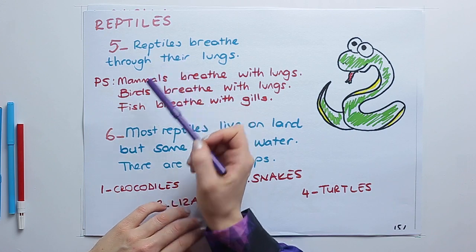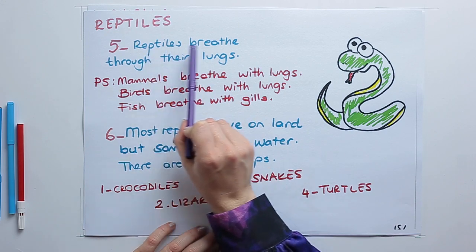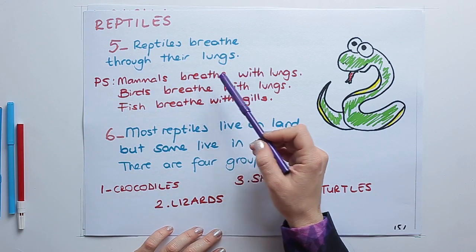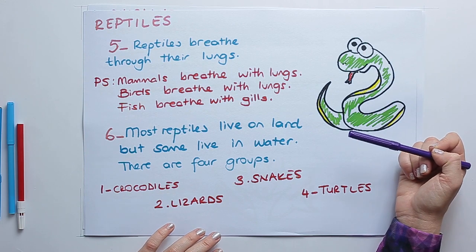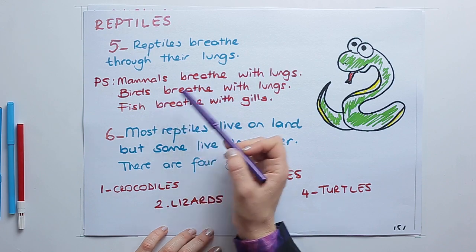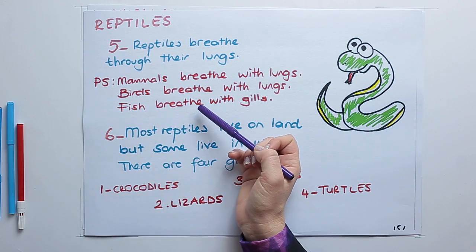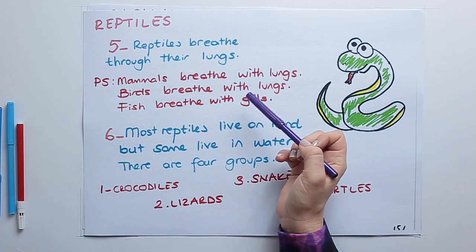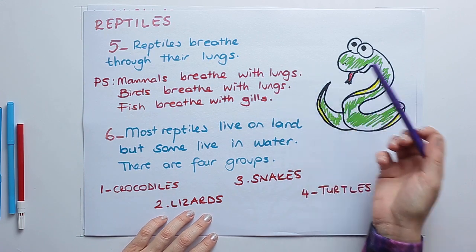Now, fifth feature of reptiles. Reptiles breathe through their lungs, so they have their lungs in their body. Just like mammals, just like birds. But which one is different? Fish is different because fish breathe through their gills.